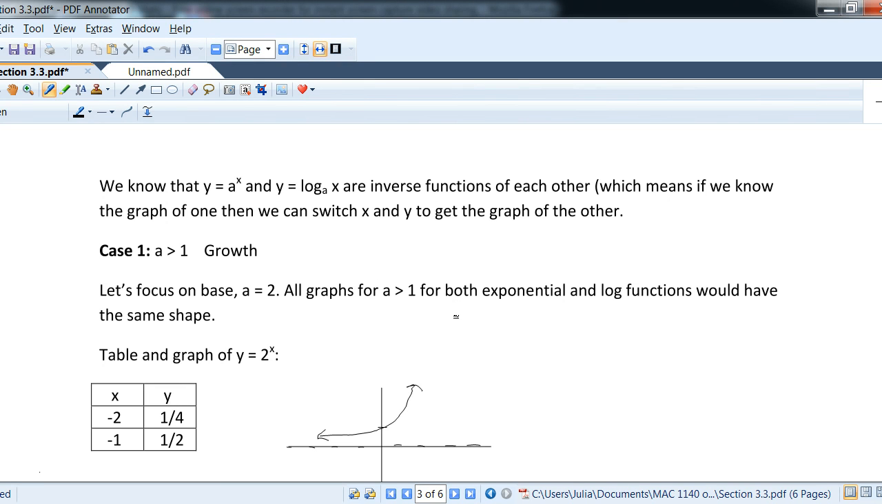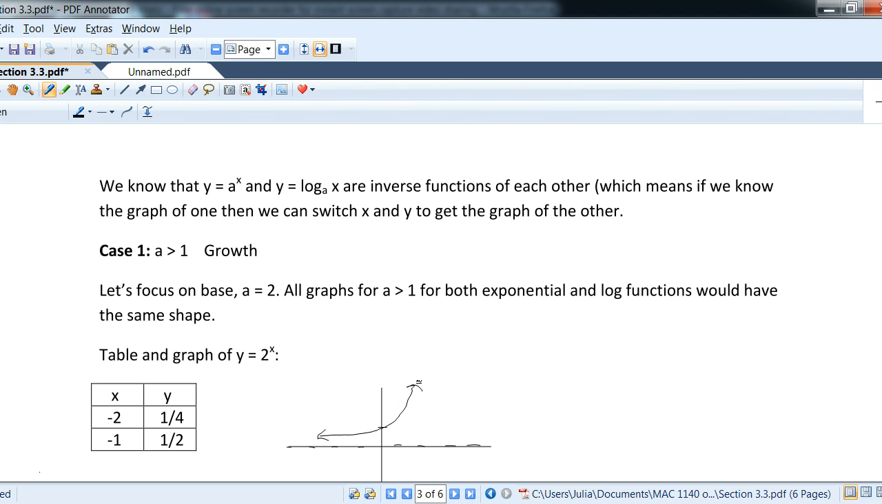This video is about graphs of logarithmic functions and how they are related to graphs of exponential functions. For example, we do know that exponentials and logarithms are actually inverse functions of each other, which means something very precise for the graphs. So let me remind you how the graph of, for example, y equals 2 to the x, an exponential with base 2, looks like.